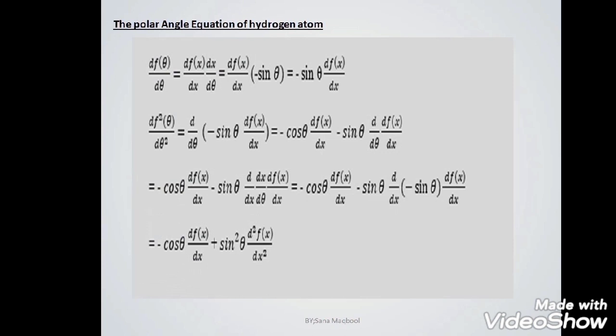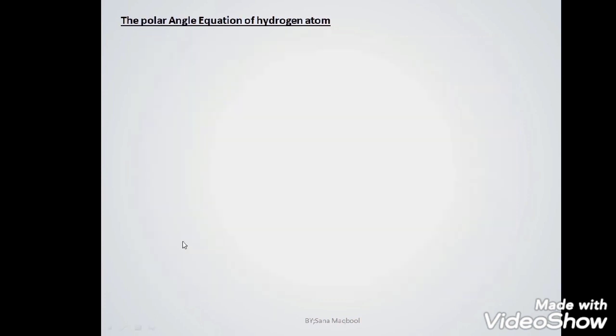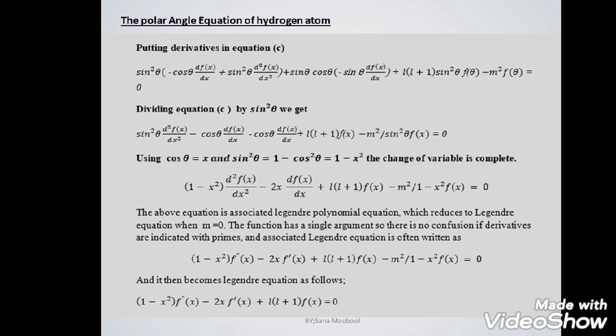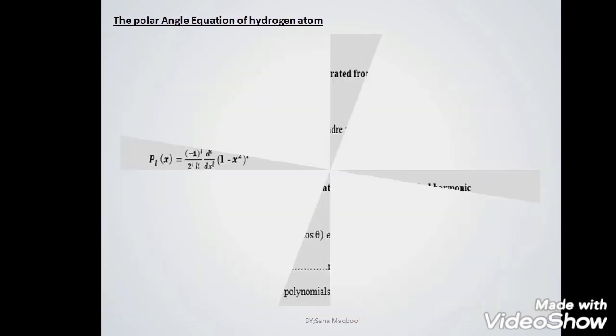After solving equation C, we will get the polar angle equation of the hydrogen atom in this form, and putting the derivative in equation C and dividing the whole equation by sine squared theta, we will get the equation of the associated Legendre polynomial, and when m is equal to 0, we will get the function having a single argument.